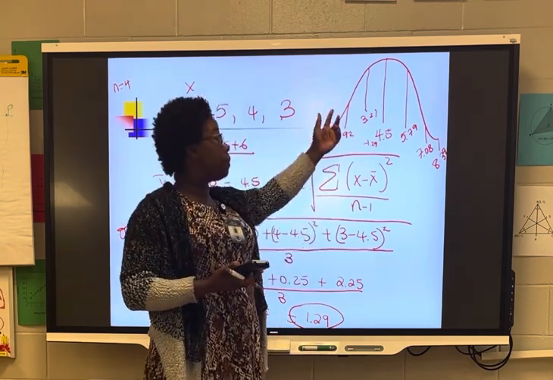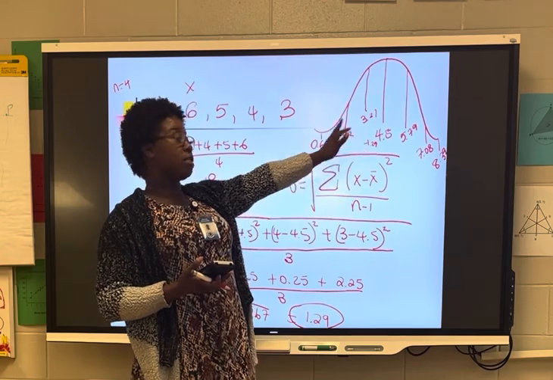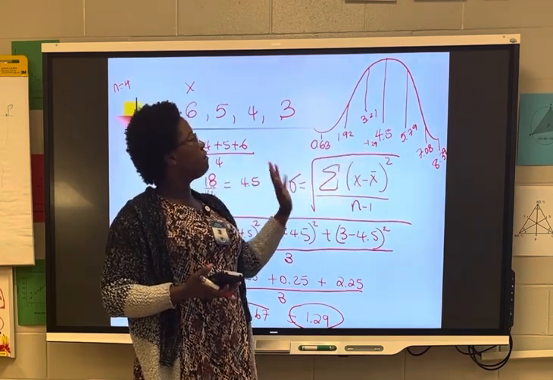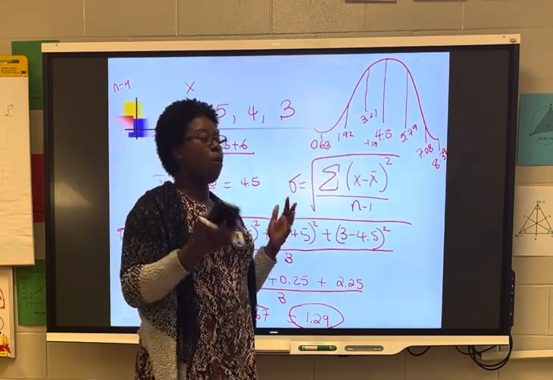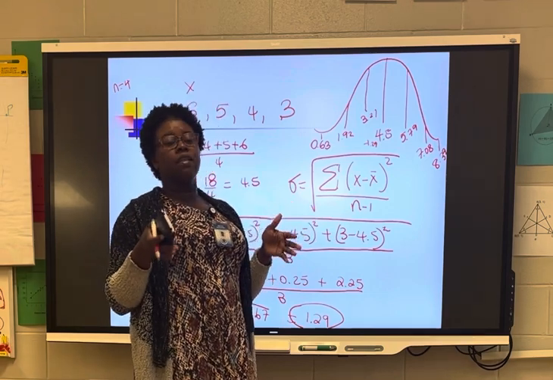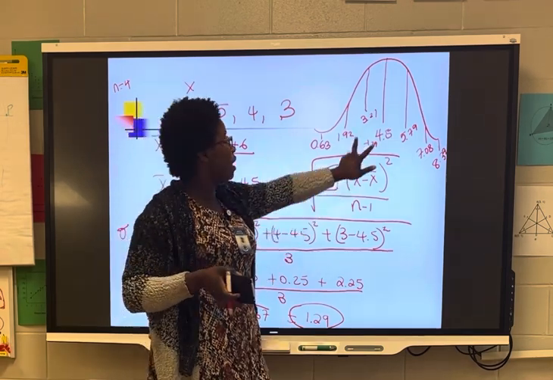So this here represents 3 standard deviations above and below the mean. And very soon you'll be able to understand what percent of your data value lies between 1 standard deviation, 2 standard deviations, and 3.